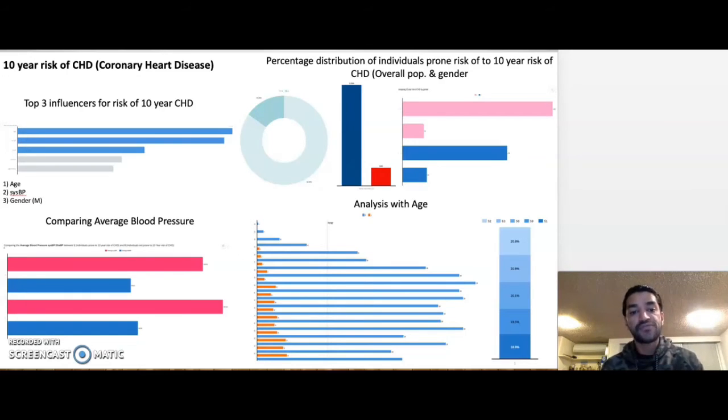At bottom we have the breakdown by age and the top 5 age categories who are most likely prone to suffering from CHD in 10 years. Average blood pressure also is very high for those who are suffering from 10-year CHD.